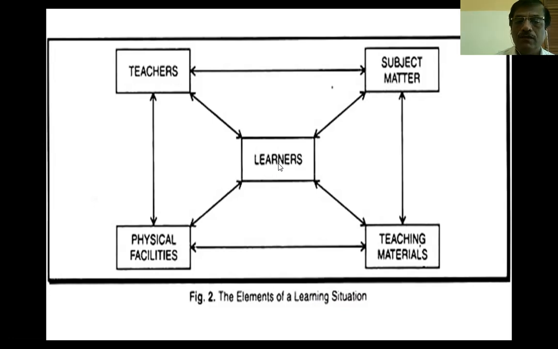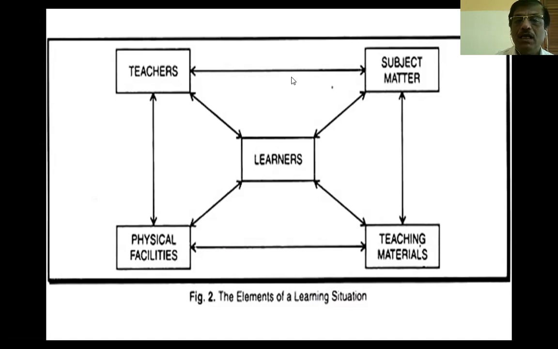Then for effective teaching, the other elements such as teachers, suitable subject matter which is useful for the learner, and teaching aids to suit the learners. If the learners are illiterate, you cannot use literature or you cannot use blackboard. So physical facilities, as I told you, adequate sitting arrangement. So all these must be present in a dynamic relationship.